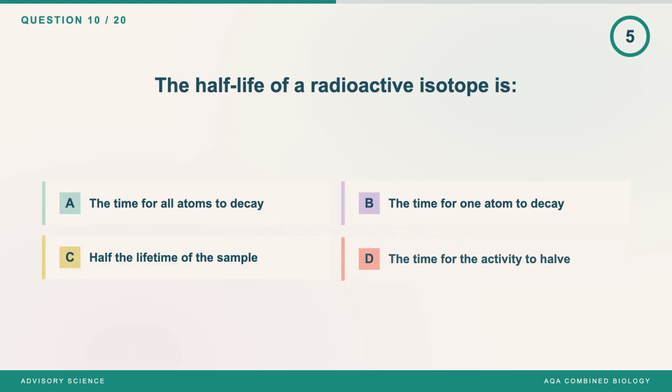Question 10. The half-life of a radioactive isotope is Option A, the time for all atoms to decay. Option B, the time for one atom to decay. Option C, half the lifetime of the sample. Option D, the time for the activity to halve. What is your answer?